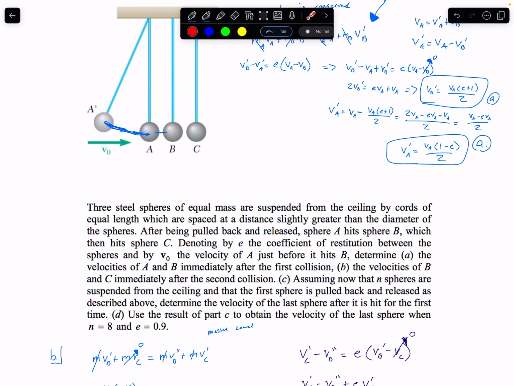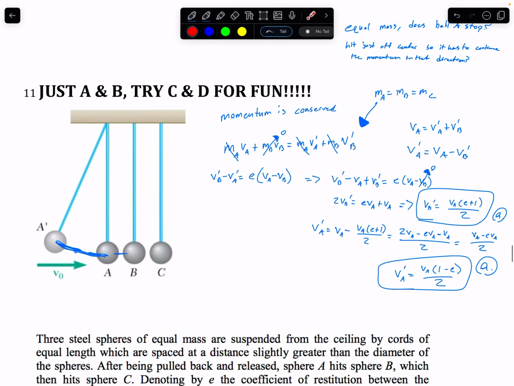Simulated cords. We have E, coefficient of restitution. We have initial velocity, and for A and B, we just work with variables. We don't have any actual hard numbers, but we're looking for velocities of A and B after the first collision, and then the velocities of B and C after the second collision.